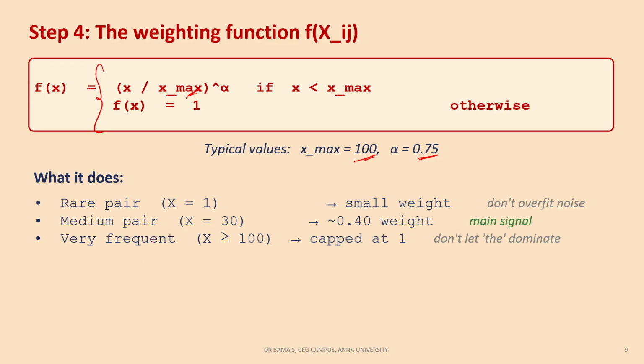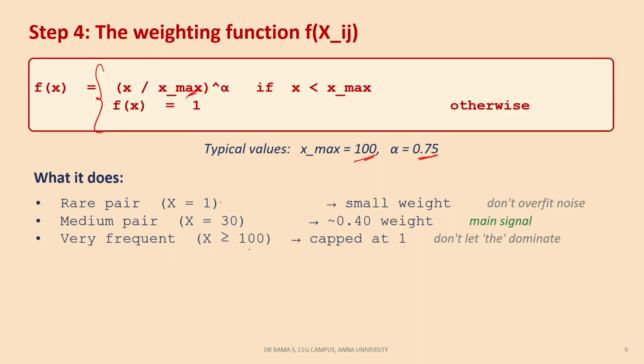So why do we do that? Because if it is a rare pair, if x is equal to 1, if there is only one pair that appears, like "the mat", it appears one time only and doesn't overfit, we will just give a very small value so that it does not affect the weight.